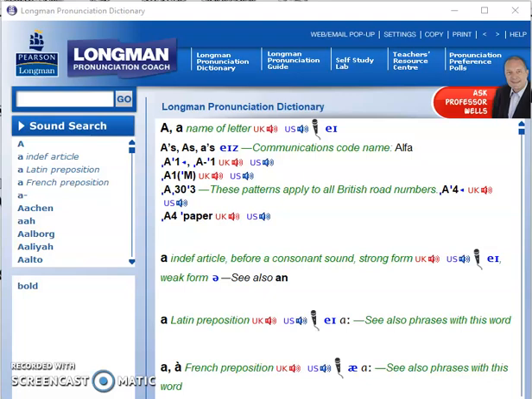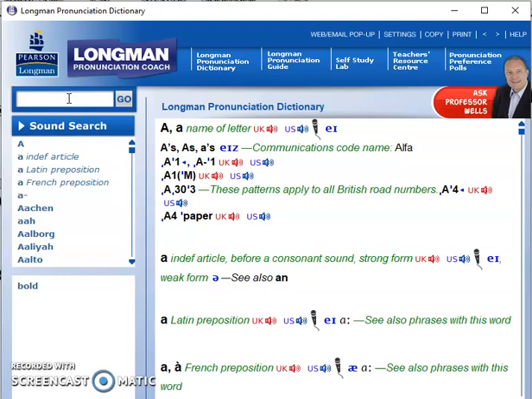Hello everyone, in this video I'll show you how to use the Longman Pronunciation Dictionary. We'll see how to find the RP or General British English pronunciation. We'll see how the dictionary shows the different syllables of a word and the stress pattern.